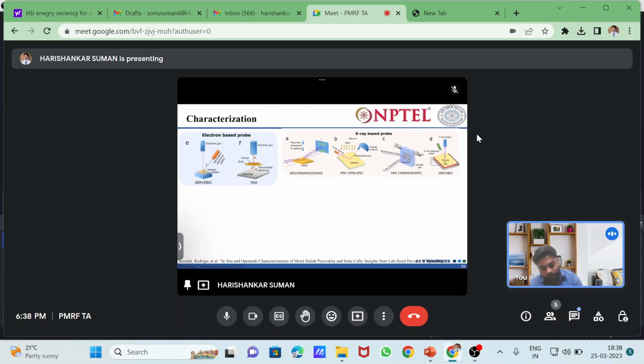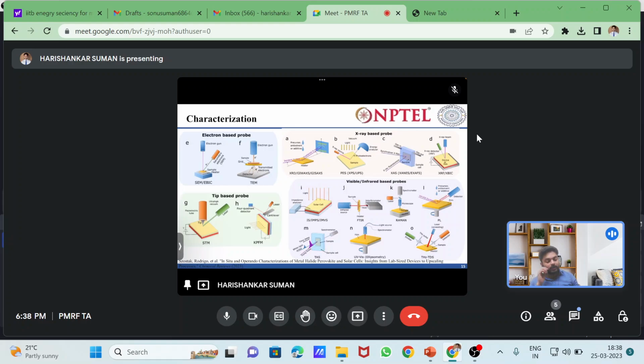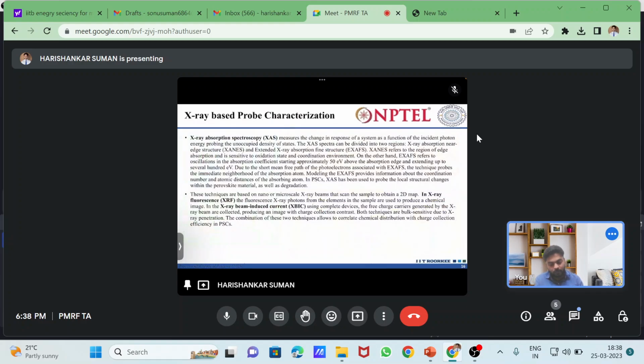Electron based probes work similarly. Tip based means contact, where the tip senses, or tunneling current may be there. So STM and AFM are techniques for tip based, and another is light based, like visible or infrared. So these are the techniques. And X-ray based absorption spectroscopy.